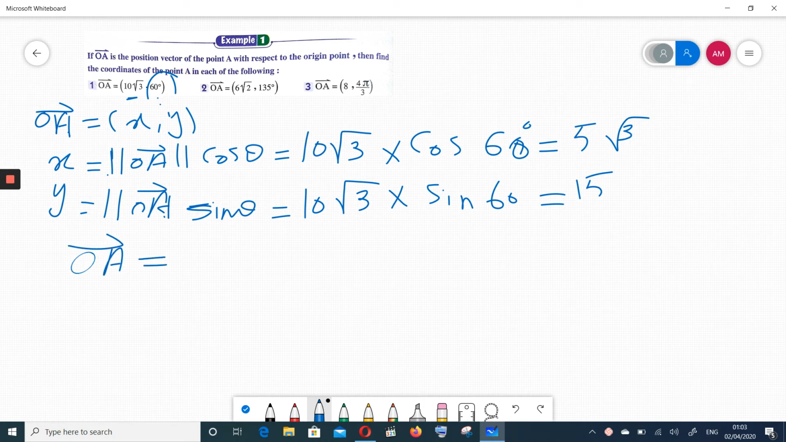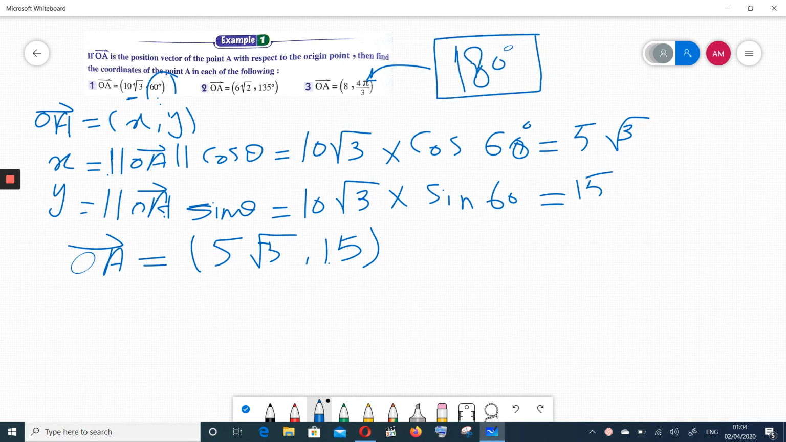Now the vector OA is going to be what? This is the value of x, 5 root 3, and 15 is going to be the value of y. The value of what? Of y. Now you can change 2 and 3 with the same method. And don't forget, this pi for angles we're using, pi equals what? 180 degrees.